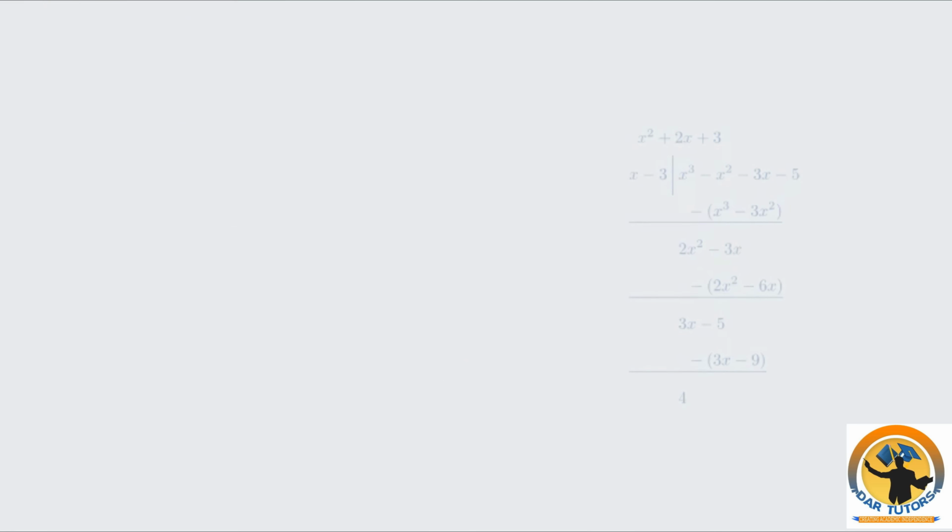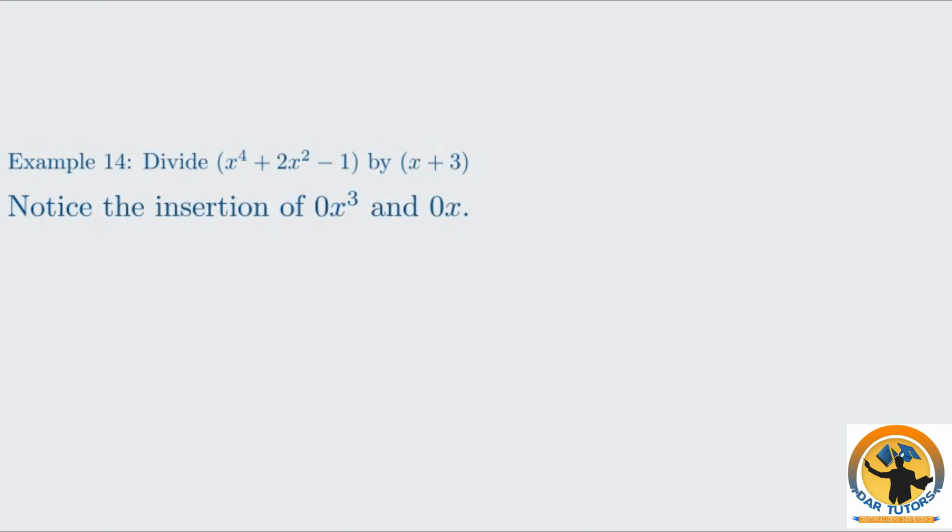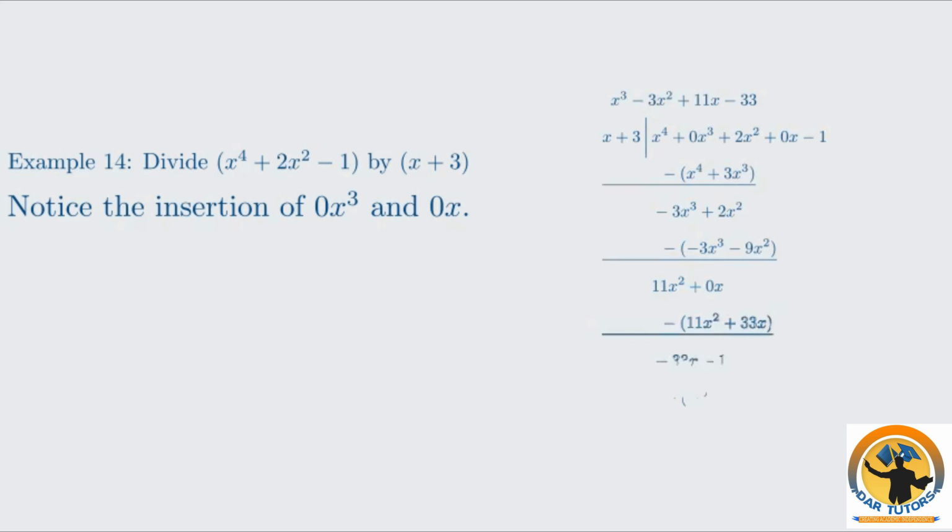It's very important to include zero coefficients for any missing terms in the dividend. Let's divide x to the 4th plus 2x squared minus 1 by x plus 3. Notice that the dividend is missing an x cubed term and an x term. We must write them in with zero coefficients. We set up the division with 0x cubed and 0x.